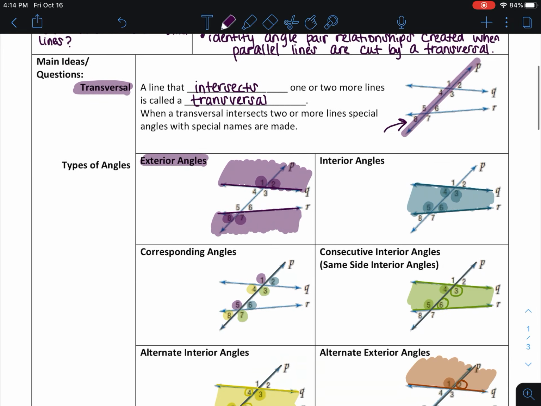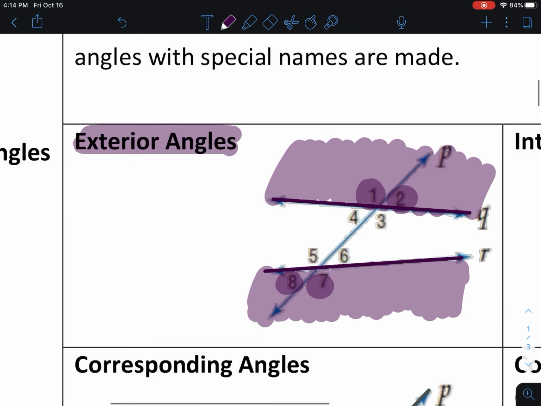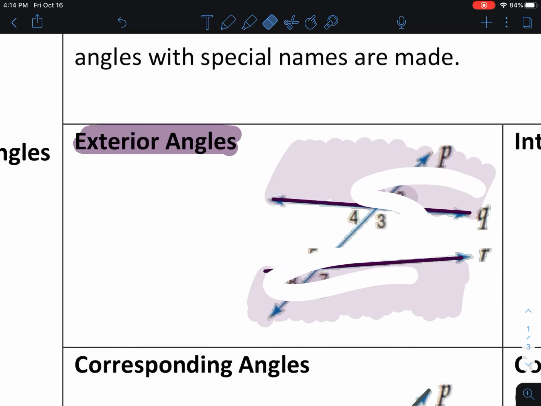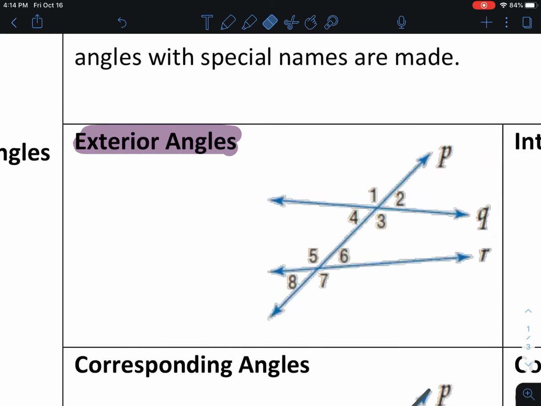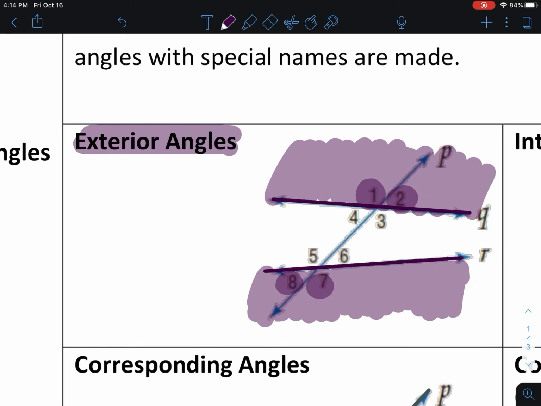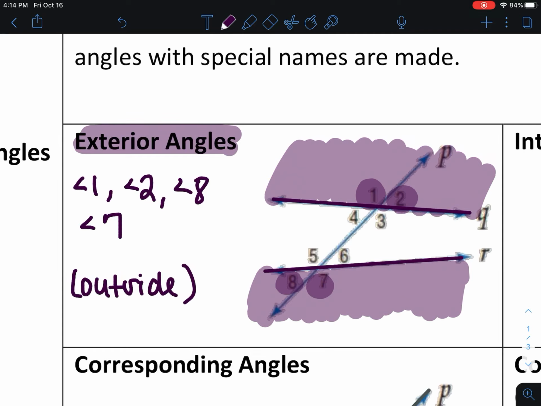All right, so let's look at some examples, let's look at the different types. So in the figure to the right, the exterior angles are highlighted in purple. So let me erase so you can see. This is what it looked like before. So the exterior angles here are angle 1, angle 2, angle 8, and as you can see at the bottom there, angle 7. So those are all the exterior angles. They're on the outside of the two lines.